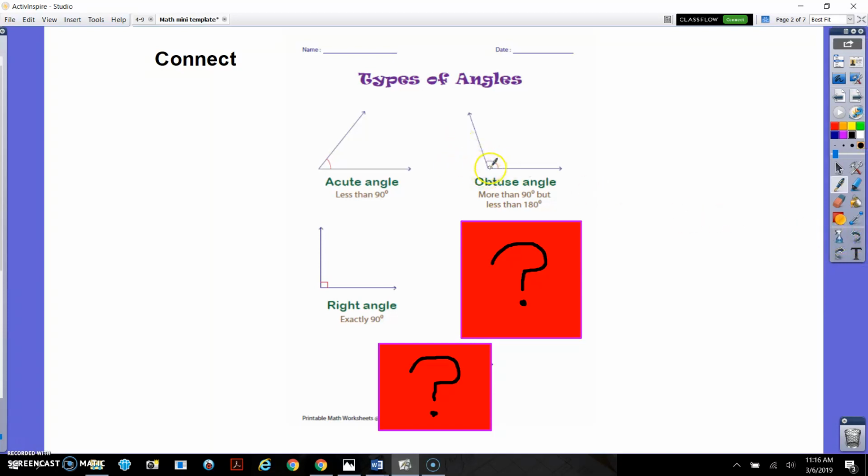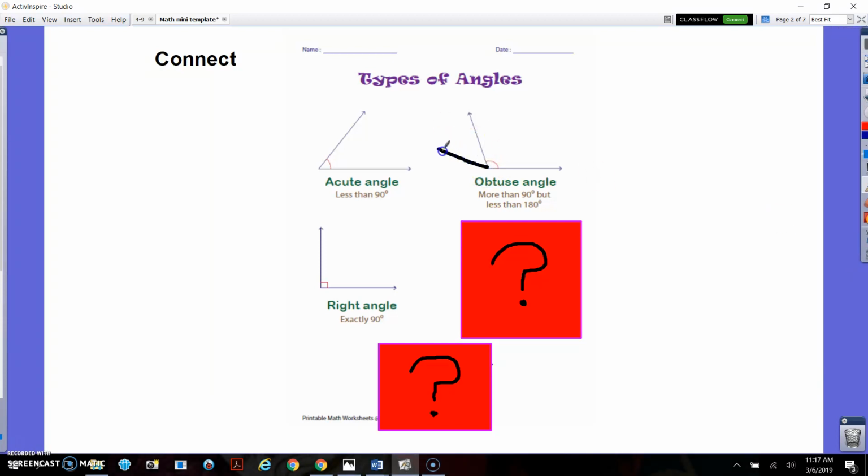Obtuse angles are more than 90 degrees, so like here would be 90 degrees, and that is more degrees than 90, so that's an obtuse angle. They can be even wider than that. They can go kind of even out like this and still be obtuse. And you know about right angles, they have to have a specific measurement, 90 degrees.